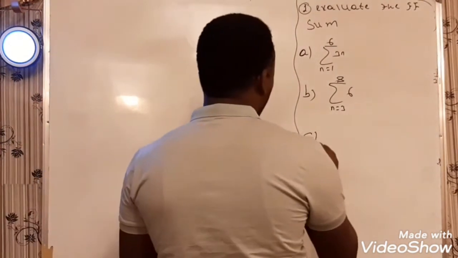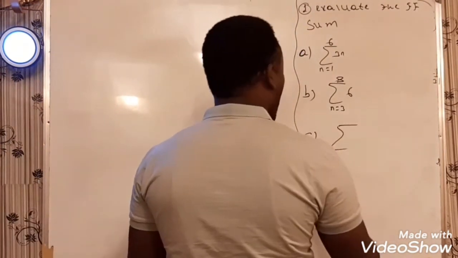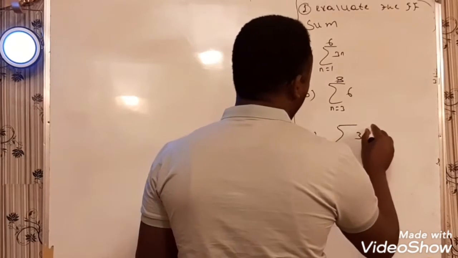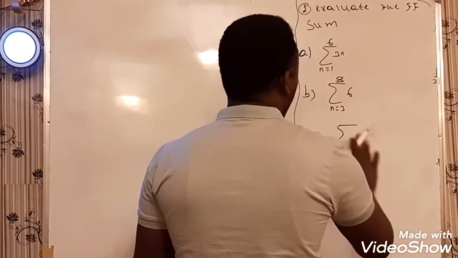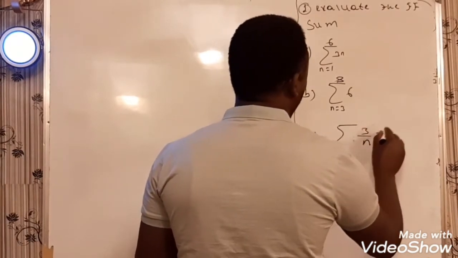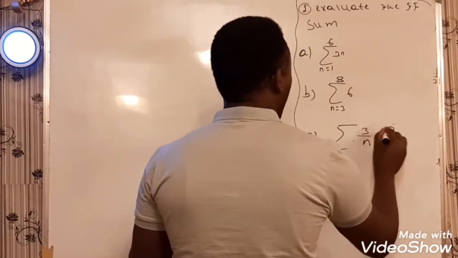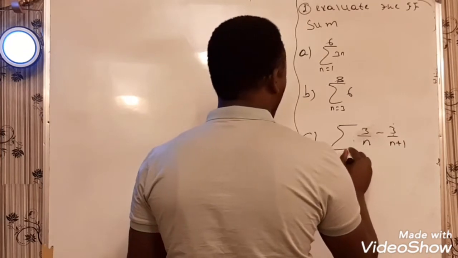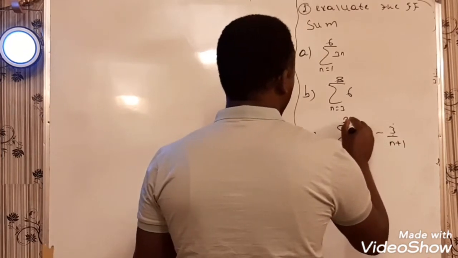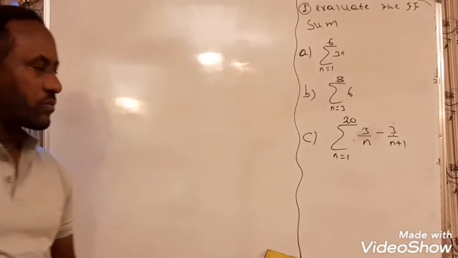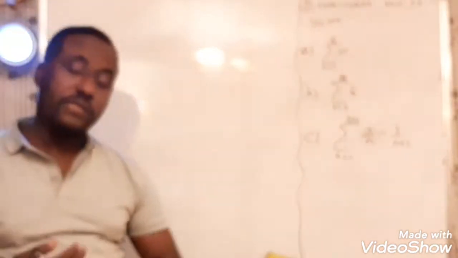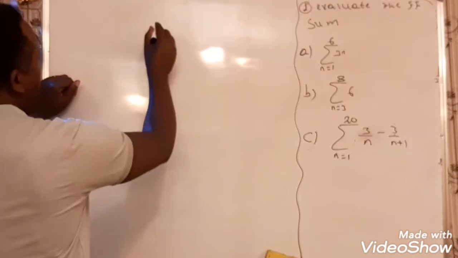And finally, let me show you how to find the sum of 3 times (1 over n minus 1 over n plus 1), where n is running from 1 to 20 in general. Now look, how are we going to find the sums of all these examples? I think this is a very simple example, so let me show you how to find the first problem.